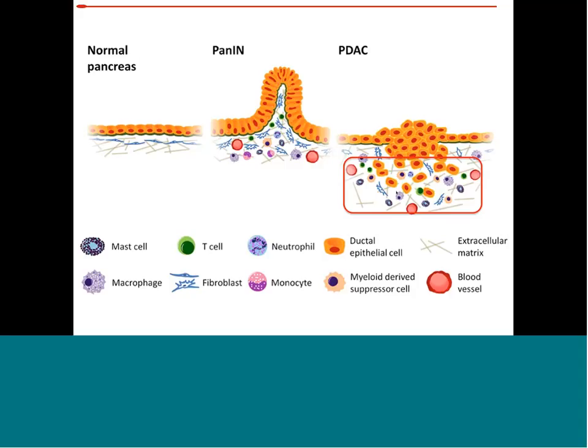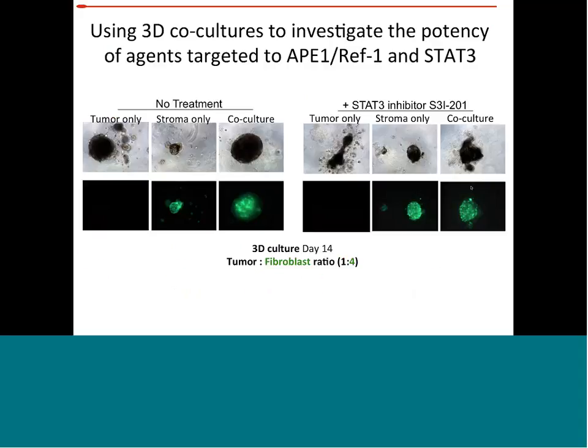And so pictured here is the adenocarcinoma in yellowish red, and then here you can see all these cells that are supporting it and all the microenvironment that's important in making sure that that tumor is able to survive and ultimately metastasize. So this is an example of some of the 3D co-cultures that we're using.